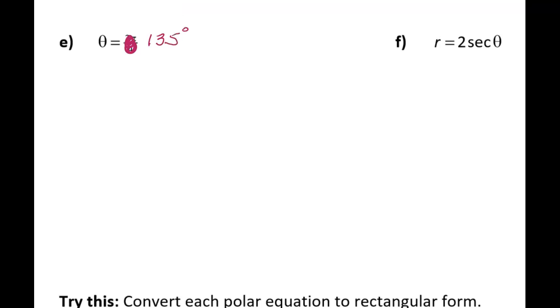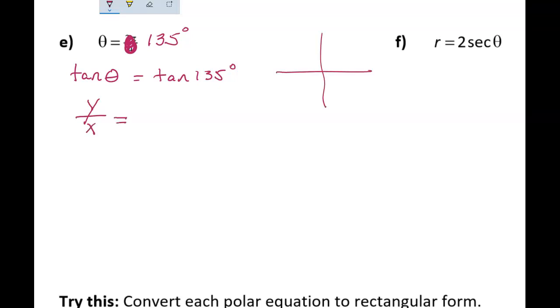All right. The best way that we can approach this one, since we don't have anything to convert at the moment, is to take the tangent of both sides. You might remember that tangent is kind of equivalent to rise over run or slope. So this is actually going to give us the slope of our line. Tangent of theta can be replaced with y over x, and we can find the tangent of 135 by making a quick drawing.